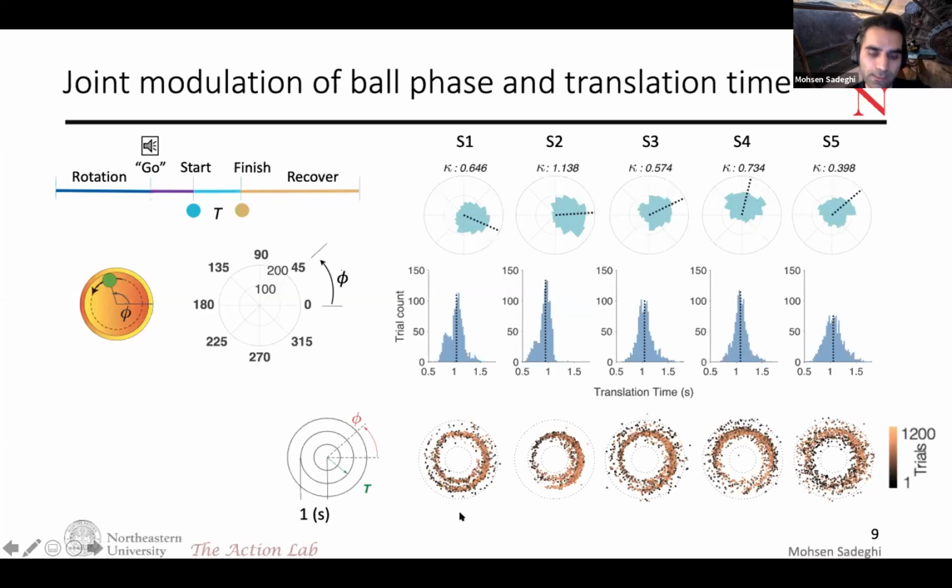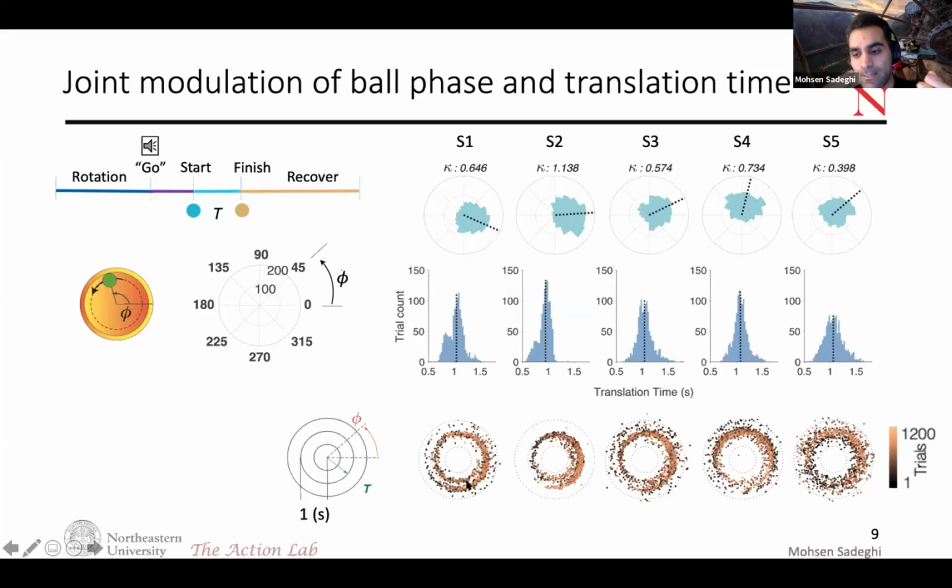So what this means essentially is that if a subject starts with an initiation angle, let's say here, the movement time has a bimodal distribution. So they either arrive at the target at this time, or they delay the arrival by this amount to arrive at a later time. And this difference between the two basically happens to be close to the period of one cycle of the ball rotation.